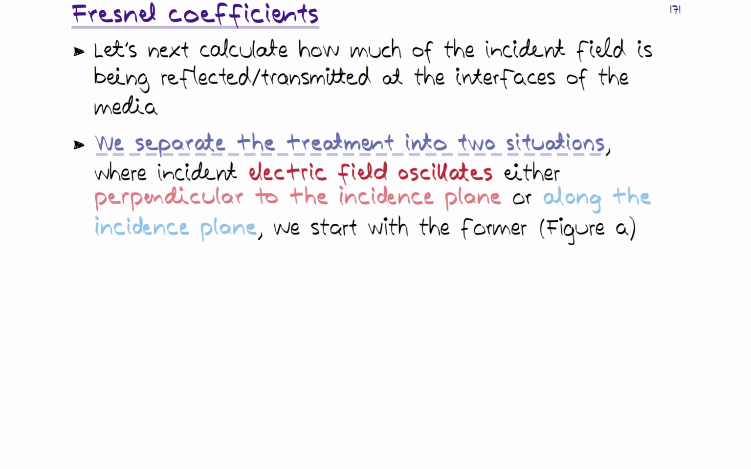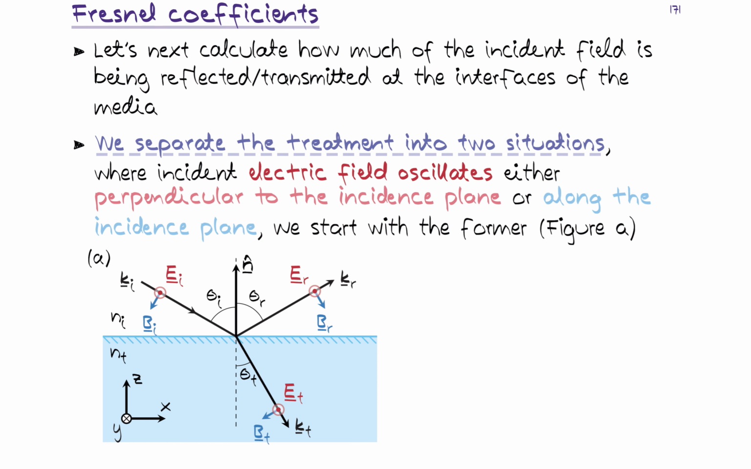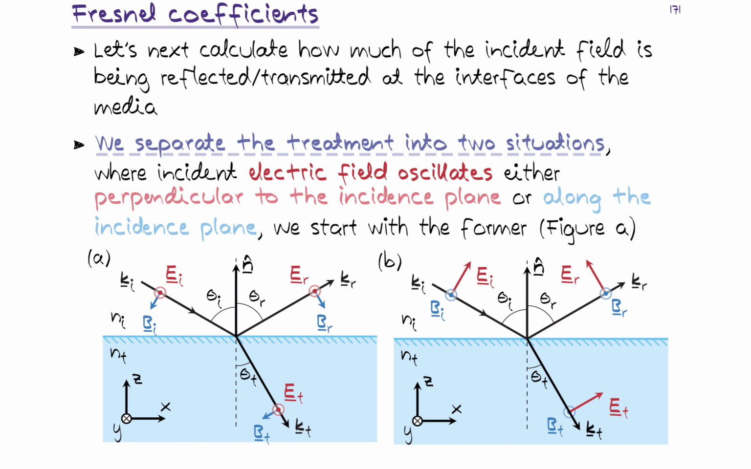So we start with the former case, highlighted in figure A, and figure B is the other scenario. There are a lot of parameters here, but the main thing to notice is that in figure A, which is what we start with, the incident field is oscillating perpendicular to the plane of incidence. This is the polarization of light, and subsequently, of course, the B field is pointing in a different direction.